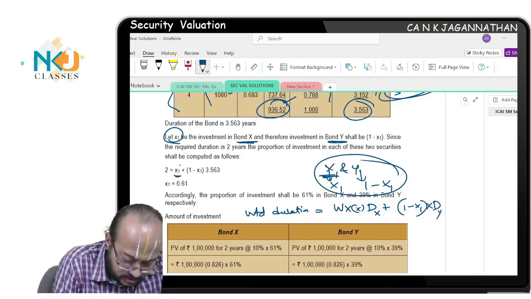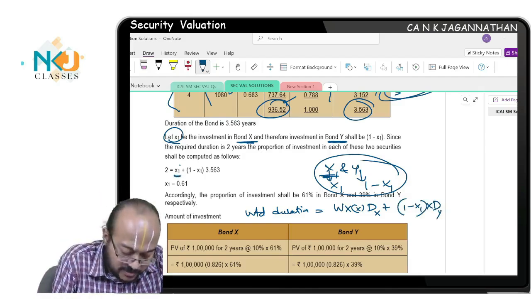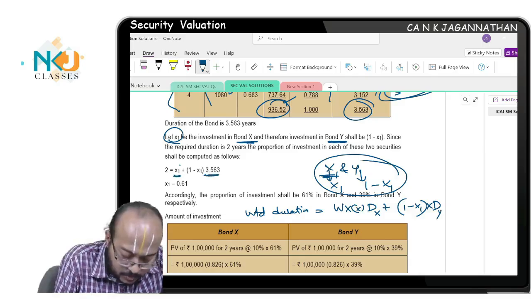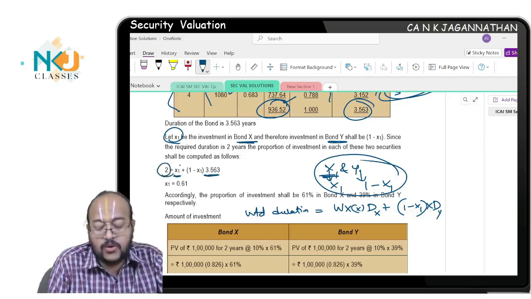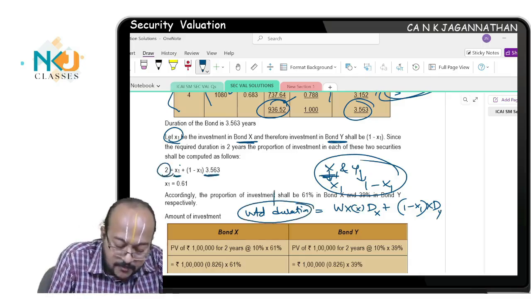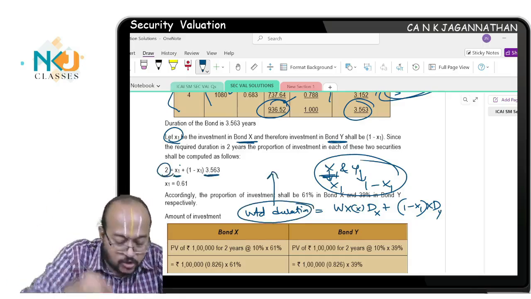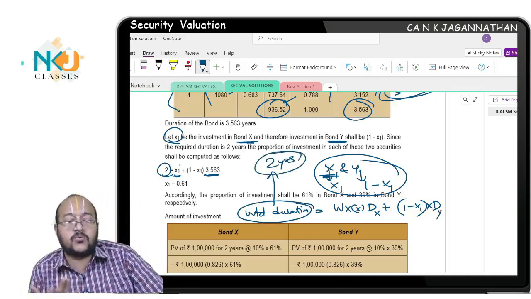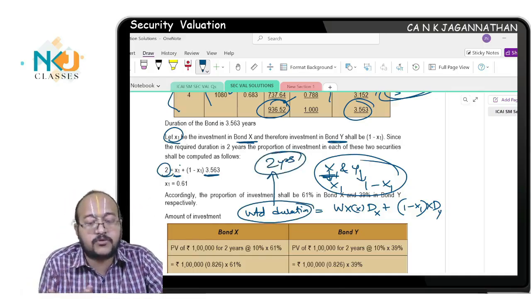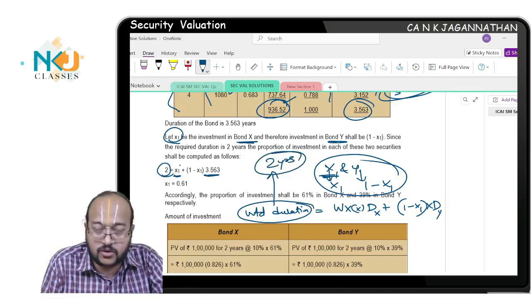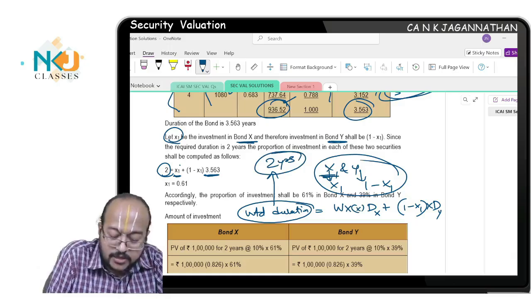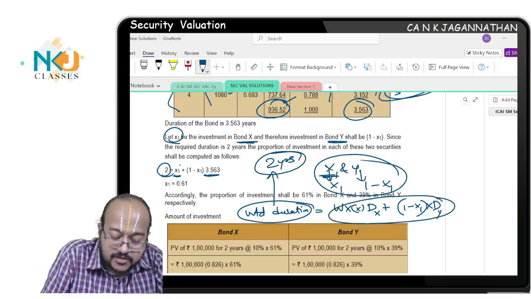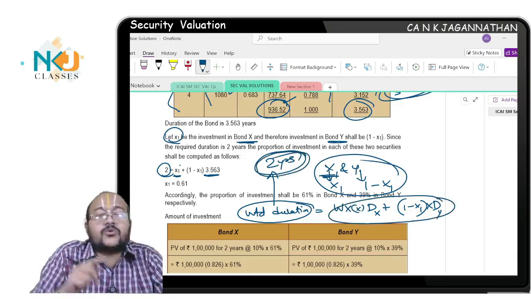See here: x1 into 1, plus (1 minus x1) into 3.563, equated to 2. This is the weighted duration, and it should match your investment horizon of 2 years. Are you all understanding the equation? How you form it? Once you form the equation, that is simple. Thereafter, there's nothing to solve. This weighted duration should match your investment horizon of 2 years.